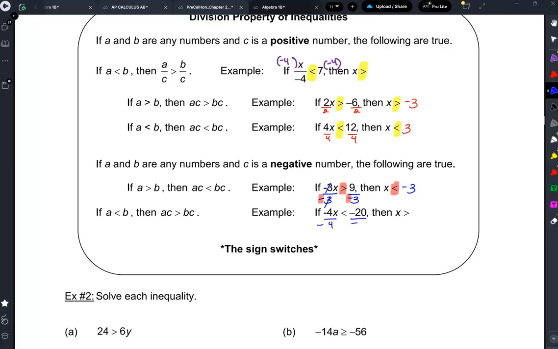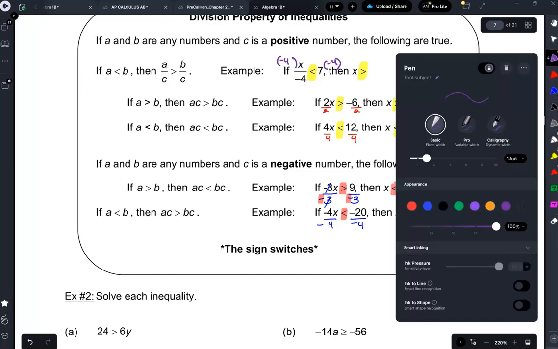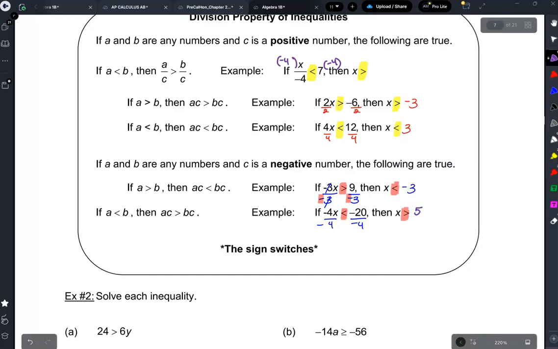-4. -4. I'm dividing by a negative number, so the sign will switch, and I get 5. So the only thing that it depends on is the thing you're dividing by, the thing you're multiplying by. No other negatives in the problem matter.